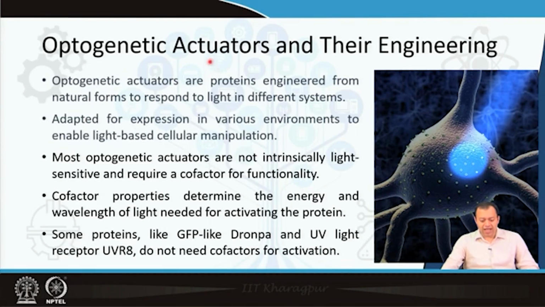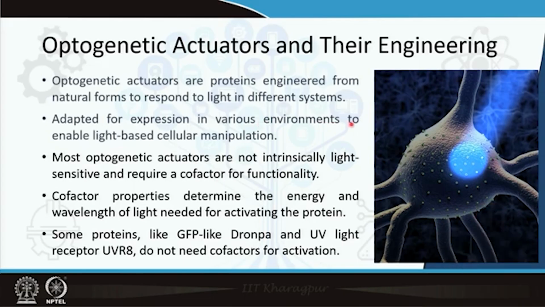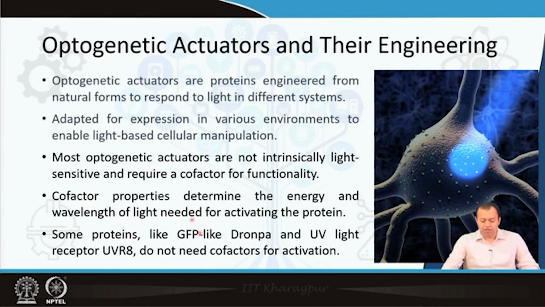So, these actuators that are engineered proteins are adapted for expression in various environments to enable light based cellular manipulation. Most engineered proteins are not intrinsically light sensitive and require a cofactor for functionality. Cofactor properties determine the energy and wavelength of light needed. Some proteins like GFP, green fluorescent protein, like DROPNA and UV light receptor do not need a cofactor for activation. So, what exactly is a cofactor? Cofactor is a helping molecule. Cofactor could be an organic or inorganic molecule which is usually not a protein.